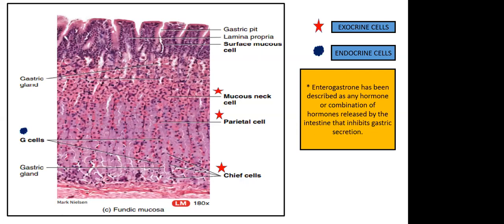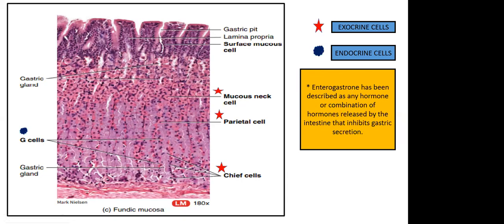Okay, and now I'll quickly show you these things. You can see here mucous neck cells, parietal cells, and chief cells. These are the exocrine cells. And you can see the G cells. These are the endocrine cells. You will see about the enterogastrone in a further slide. Just remember that it is a combination of hormones released by the intestine that inhibits gastric secretion.